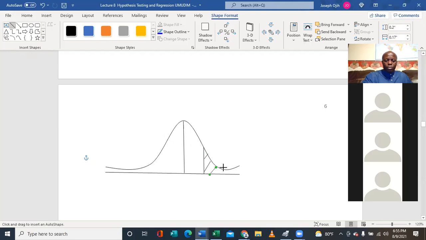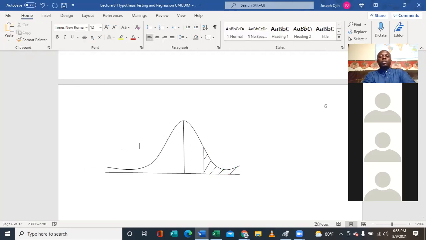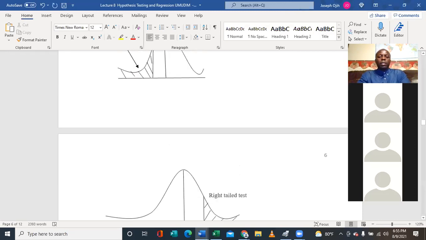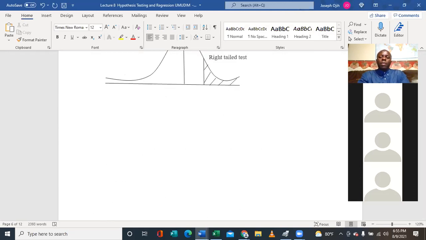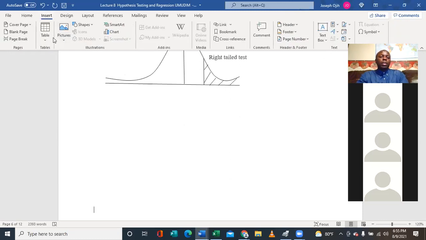All right. One more, and I've done that. Called the right tailed test. It is called the right tailed test because the critical region is on the right side, and we're interested in a test value that falls on the right side. Sometimes it might fall on both sides, either side, like the one about the psychologist, can be on the left side or right side. In that case, we call it two-tailed test.